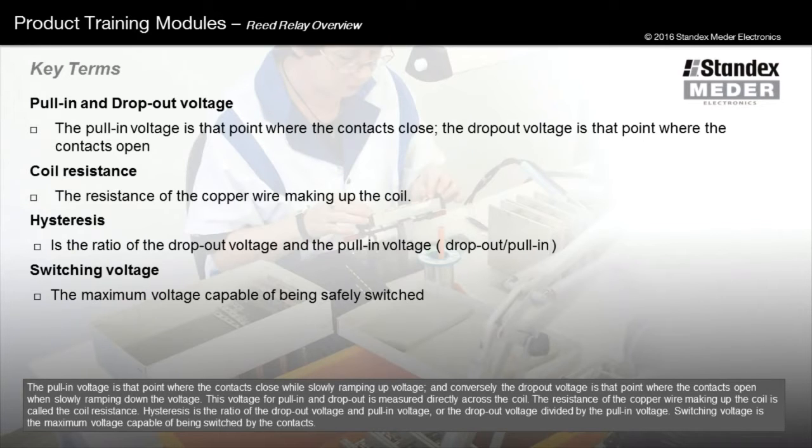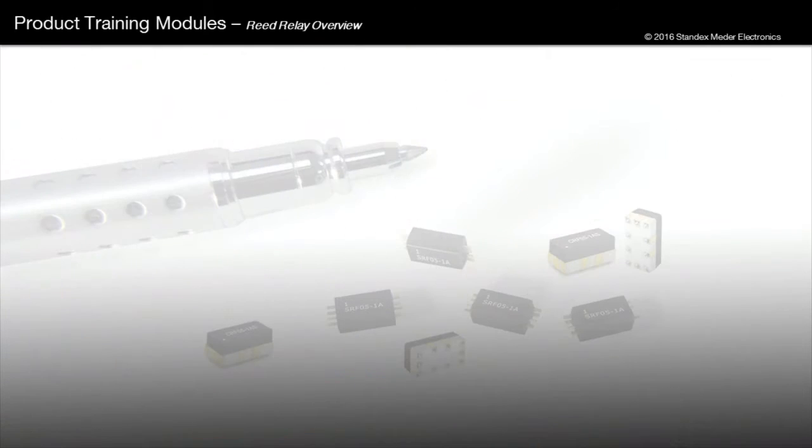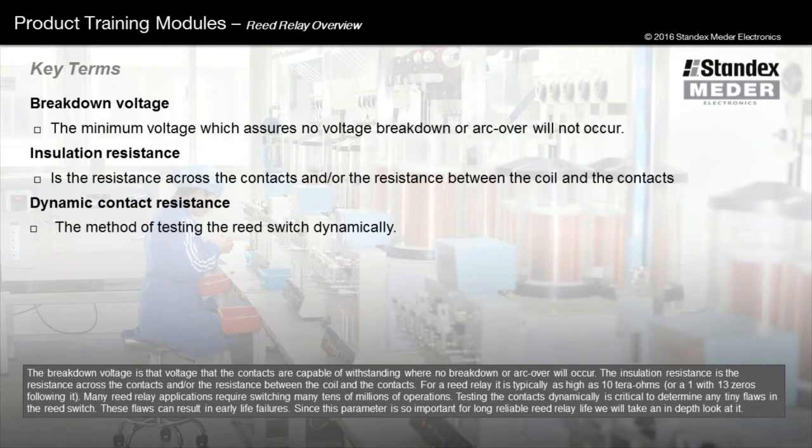Switching voltage is the maximum voltage capable of being switched by the contacts. The breakdown voltage is that voltage that the contacts are capable of withstanding where no breakdown or arc over will occur. The insulation resistance is the resistance across the contacts and or the resistance between the coil and the contacts. For a reed switch, it is typically as high as 10 teraohms.